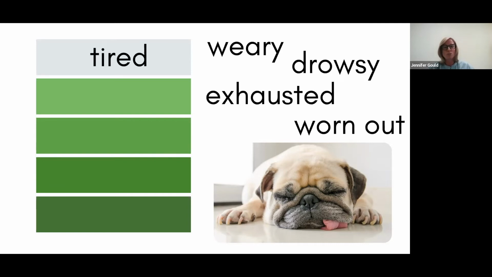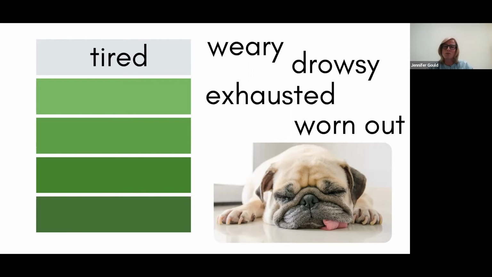And we're going to put these words in order from least tired to most tired. When teaching this concept to students, I often guide the first few scales with prompts such as, so which word means just a little bit tired? And that one is drowsy. So we would then drag drowsy under the word tired.